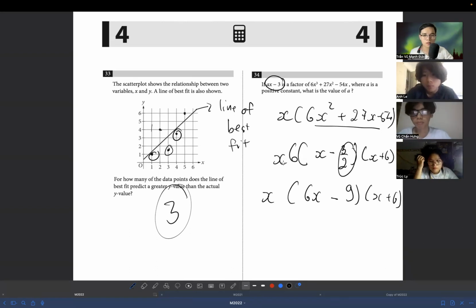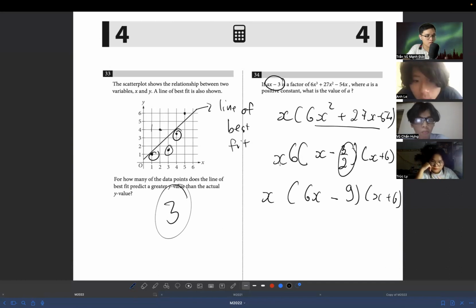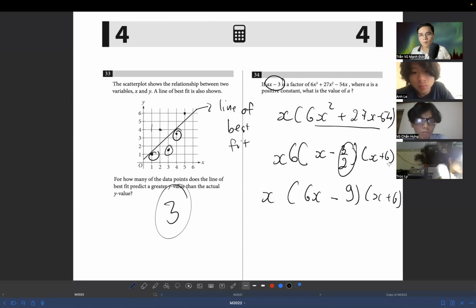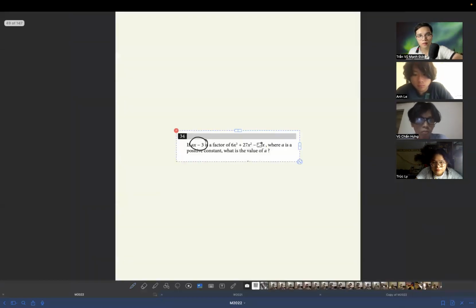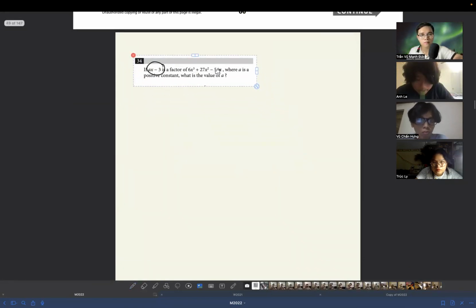34. It's 2. So it can't be. I might have 6 plus 27 minus 54. Here's my 6. Where's wrong? Maybe redo this if possible. Right here, move it up.